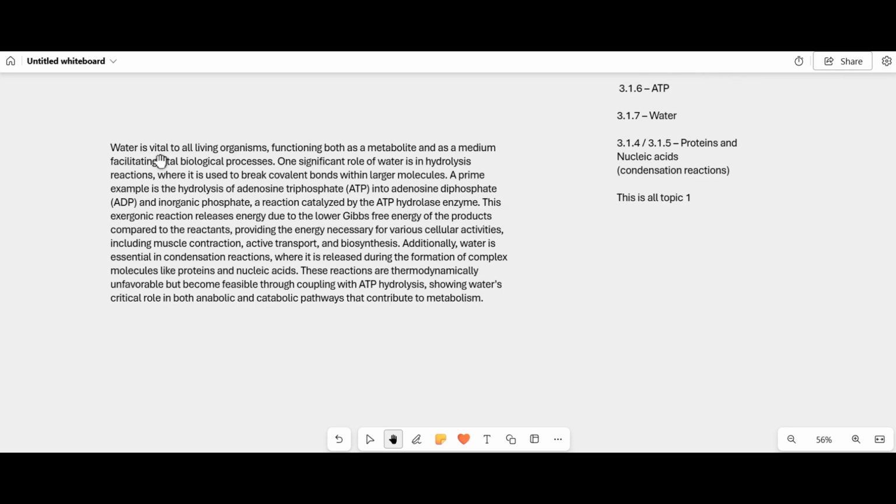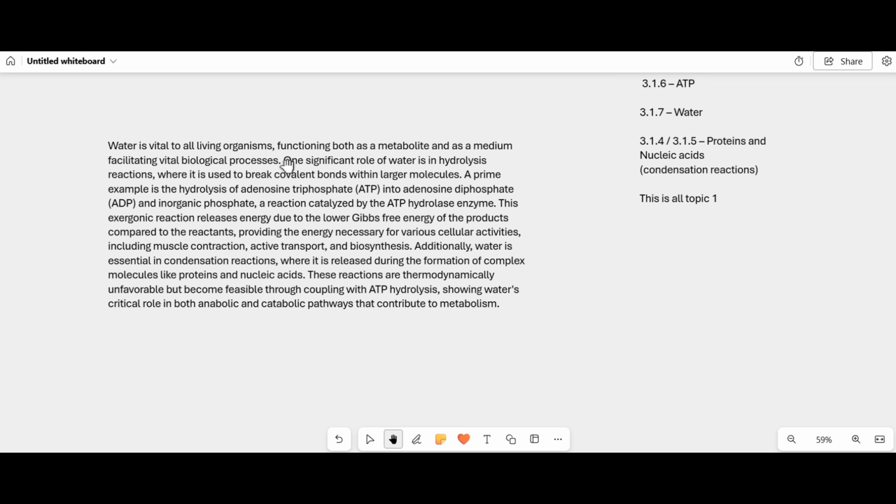So let's start here. Water is vital to all living organisms, functioning both as a metabolite and as a medium facilitating vital biological processes. One significant role of water is in hydrolysis reactions, where it's used to break covalent bonds within larger molecules. So what you're doing there is establishing hydrolysis. Now you need to talk about hydrolysis and condensation and what they do and how they're used.